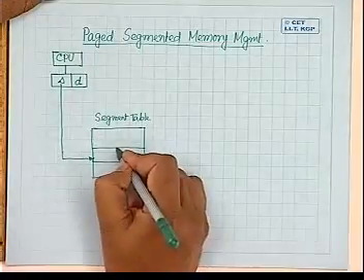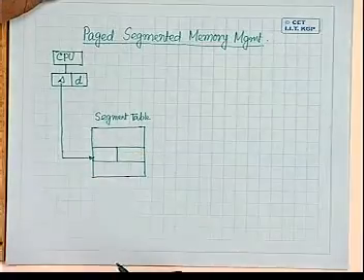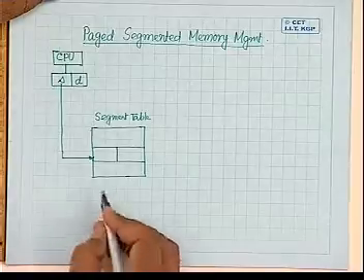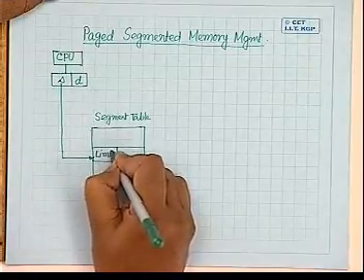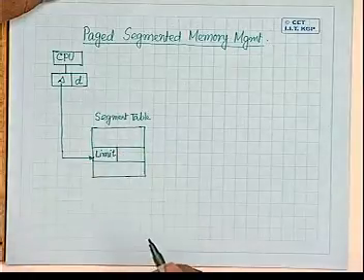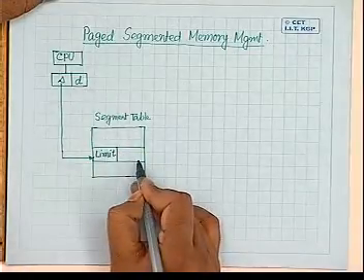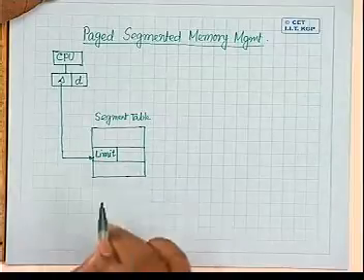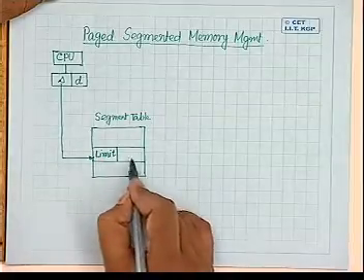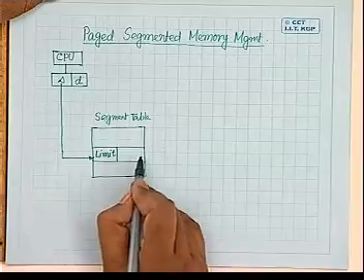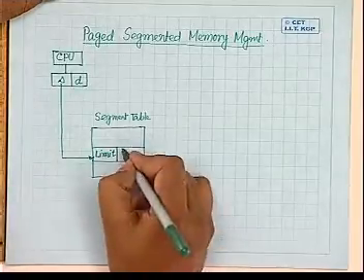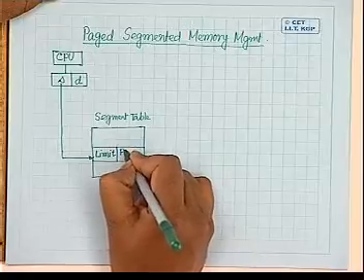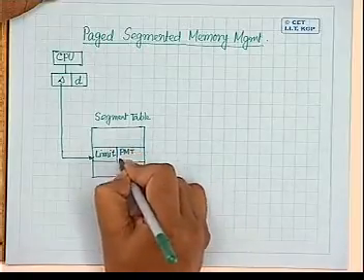So here again every entry in the segment table will contain 2 fields. One field will give you the length of the segment, which is specified as limit. And the second field, instead of giving the base address of the segment in the main memory, will give you the base address of the page map table for this segment. So this will give you the page map table base address.